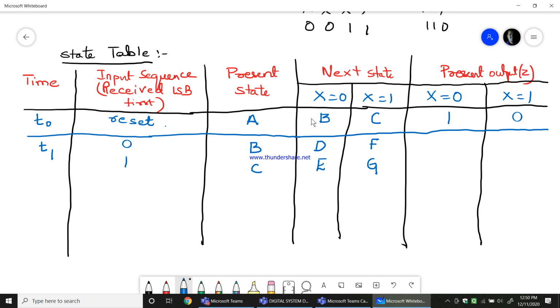Similarly, if you see the output here, it is 1 0 at x equals 0 and x equals 1, and here it is 0 and 1. You can look back in the state diagram and see that the output will be 1 0 and 0 1. Now this is the condition for T1.